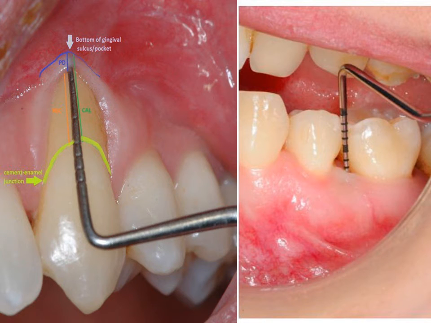In this slide, I want to show you how you can measure the clinical attachment loss, or what is the meaning of clinical attachment loss. We insert the periodontal probe with a controlled force to the base of the periodontal pocket or gingival sulcus and measure the distance from the base of the pocket to the cemento-enamel junction. This measurement represents the clinical attachment loss, which is different from the probing pocket depth that we mentioned previously, since the latter represents the distance from the base of the pocket to the gingival margin.